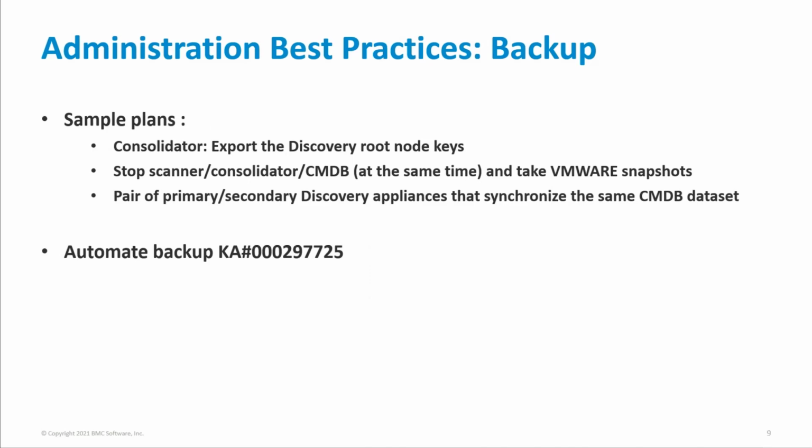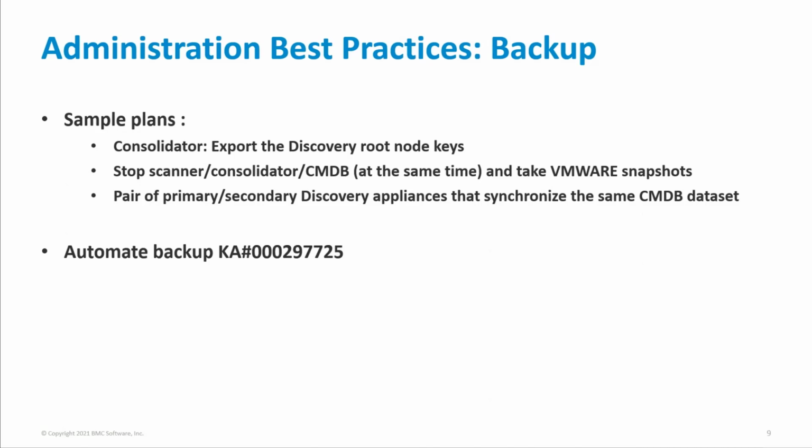Let's review some examples of backup plans. In the first example, we are going to review the case of a consolidator that synchronizes a CMDB. In this case, the appliance does not scan anything. It just consolidates the data from scanners. One of the options is to export the root node keys from time to time. Root node keys export gives a way to reinstall a consolidator, let the scanner rescan the same data, update the consolidator, and resynchronize the CMDB without causing other issues.